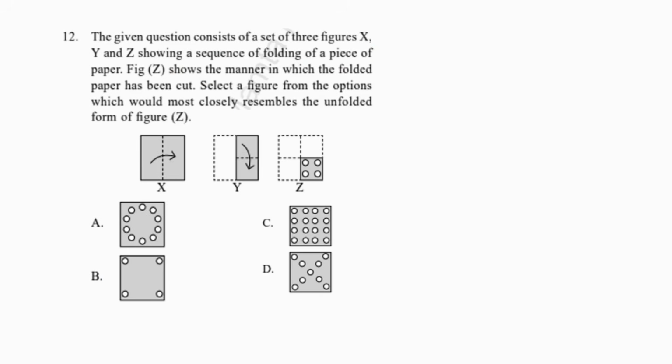Moving on to question number 12, the given question consists of a set of three figures X, Y, and Z following a sequence of folding of a piece of paper. X is folded first in half like this, then again into a quarter. And then after folding into a quarter, one quarter has four circles punched into it. So if we just open, here would again be four circles, then the half being folded. So here would be four and here would be again four. Option C has it, so that's the answer.